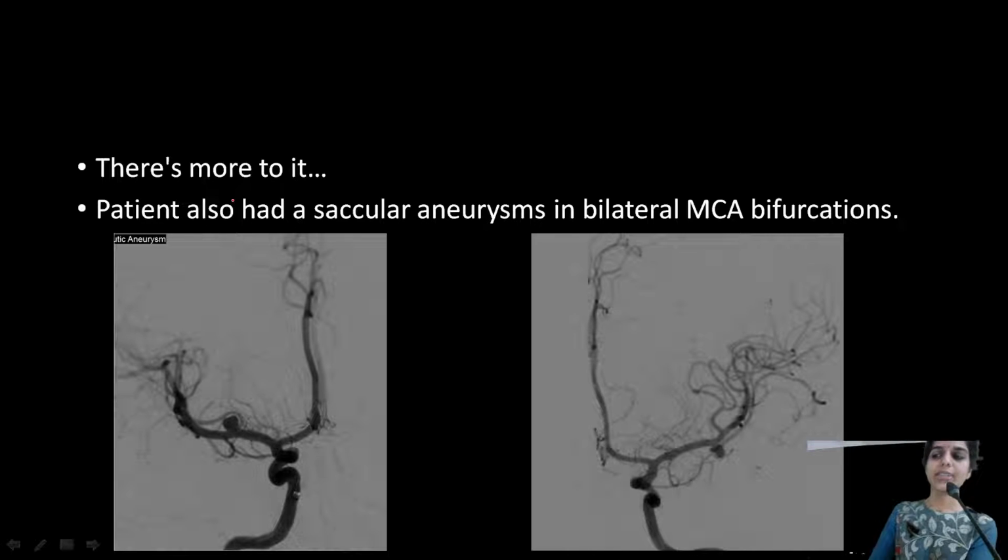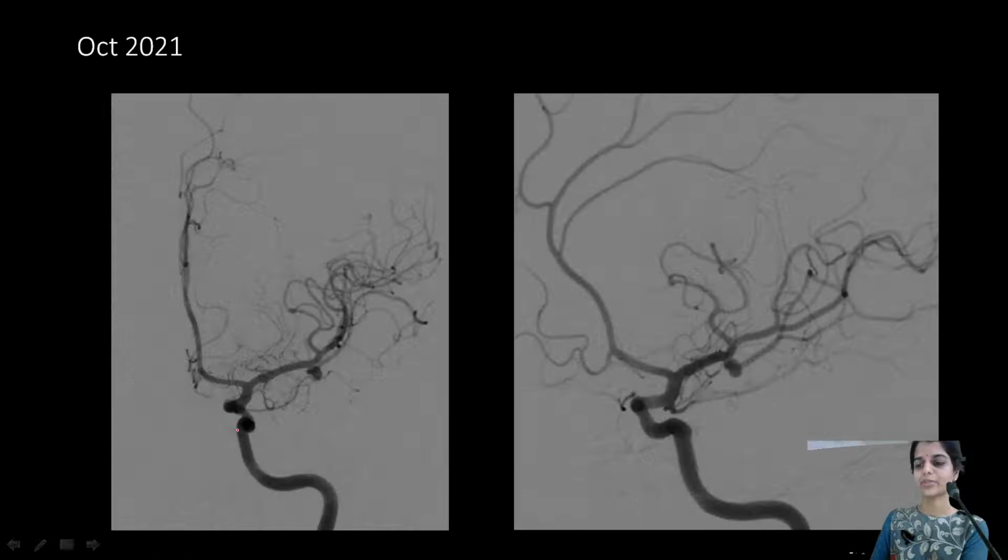And this was not the only finding that she had. She also had intracranial aneurysms. She had saccular aneurysms in bilateral MCA bifurcations. This is the right ICA run, and here we are seeing the left ICA run. On the left side, we are seeing that there is an MCA trifurcation, and here she has an aneurysm, and this has a neck of around 2 mm. And this is the right side. This is also an MCA bifurcation. There is an aneurysm which has a wide neck of around 3 mm.